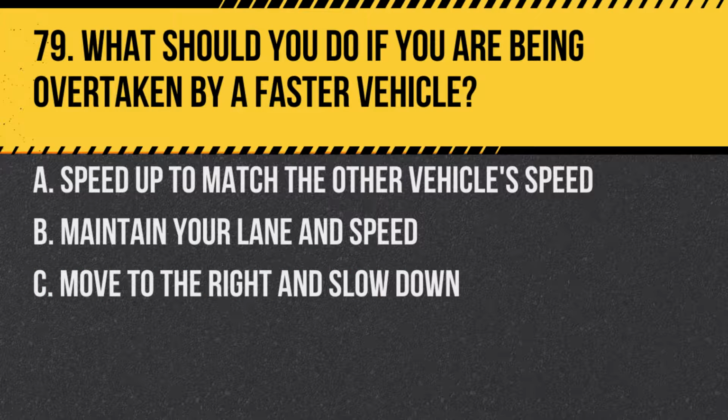Question 79. What should you do if you are being overtaken by a faster vehicle? A. Speed up to match the other vehicle's speed. B. Maintain your lane and speed. C. Move to the right and slow down.